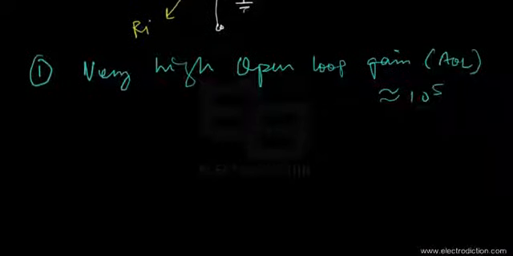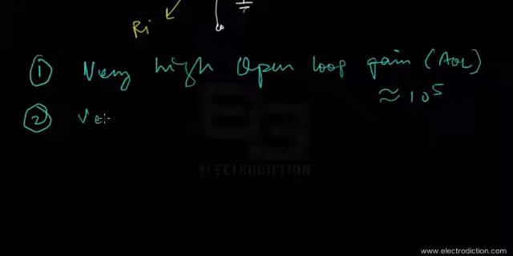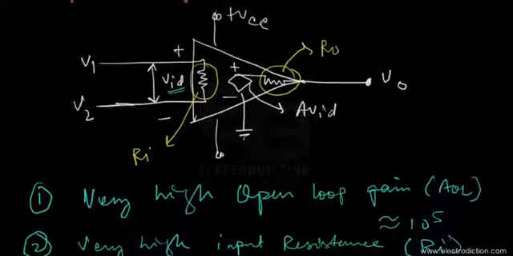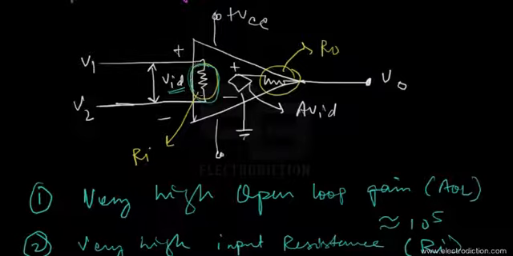Another property of the op-amp is that it has a very high input resistance, characterized by the symbol Ri. The input resistance of the op-amp is indicated with this yellow circle in between the two input terminals in the equivalent circuit diagram.